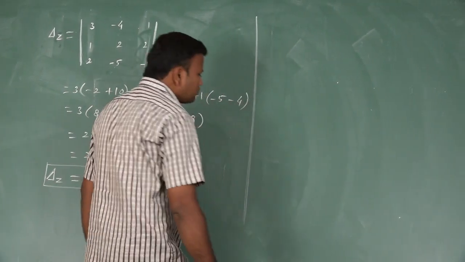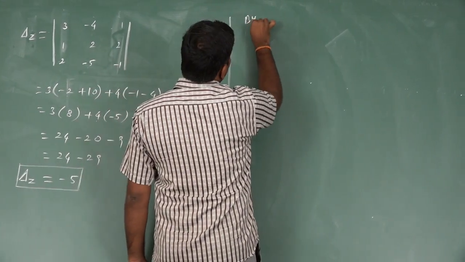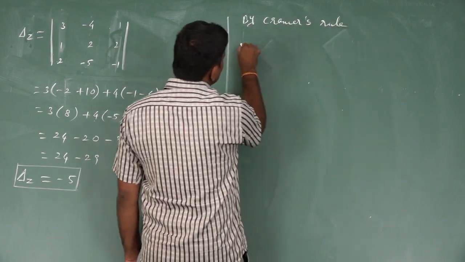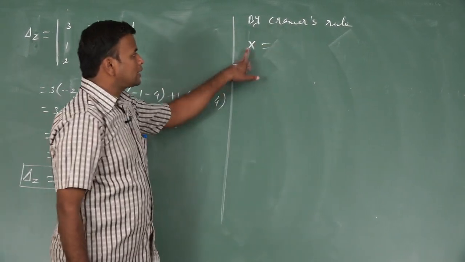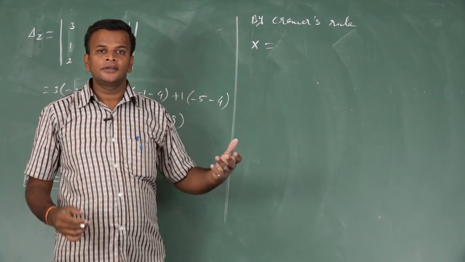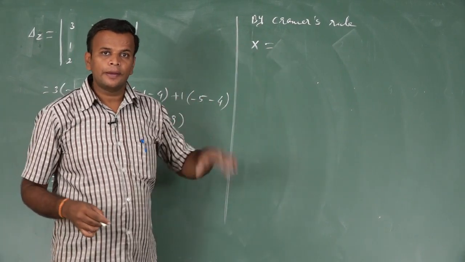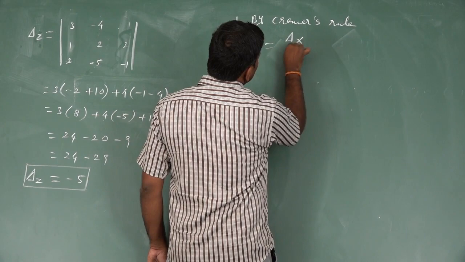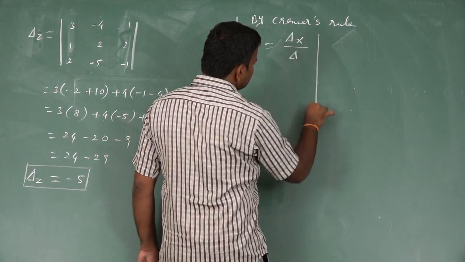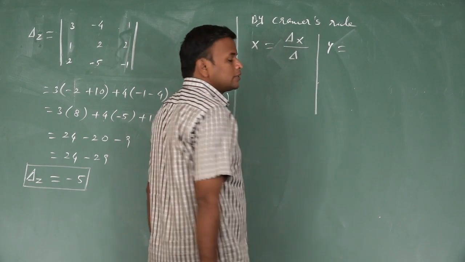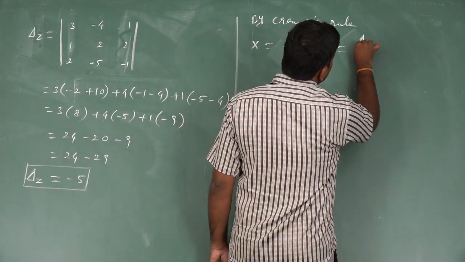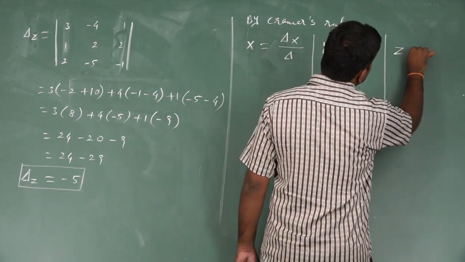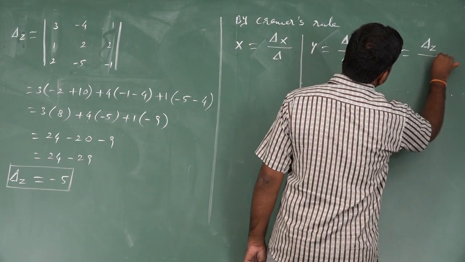Next, by Cramer's rule, we apply all values. By Cramer's rule, important, we write capital letter X because we found del X, del Y, del Z all in capital letters. So what is the formula of capital X? It is del X by del. Next, capital letter Y, whose formula is del Y by del. Next, capital letter Z, whose formula is del Z by del.